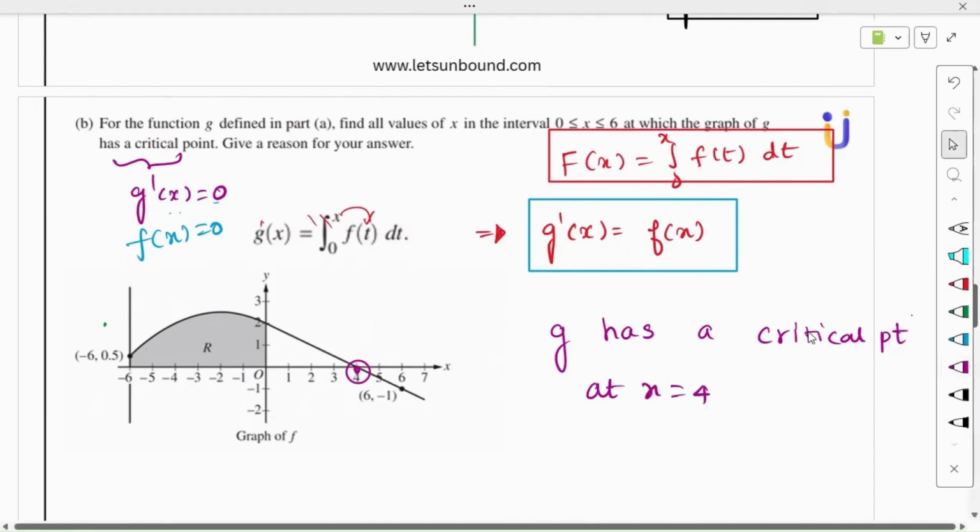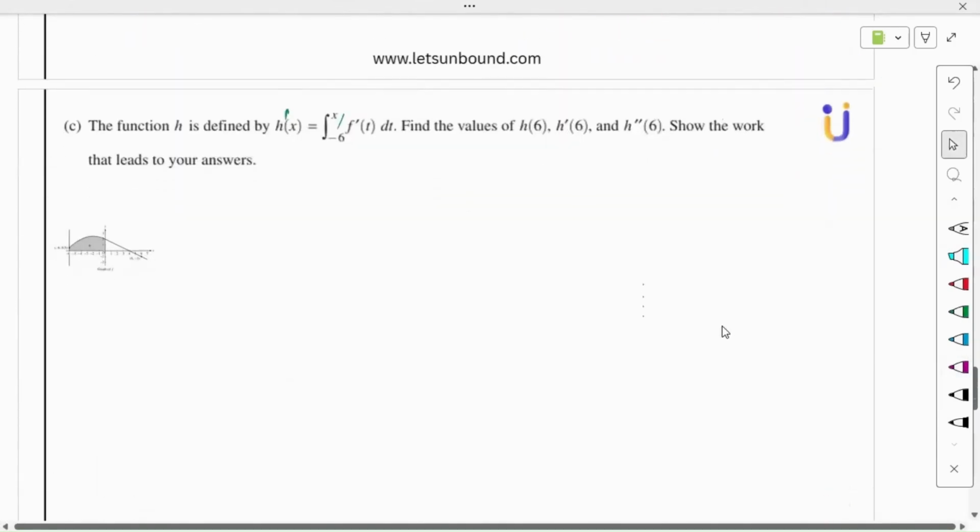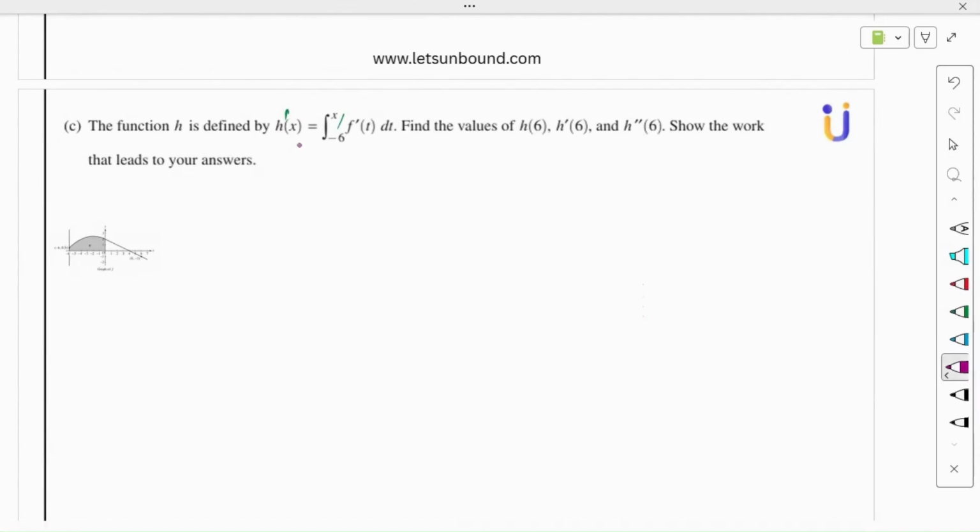That's the answer. Moving to the last and final part, C. The function h is defined by h of x equal to integral from minus 6 to x of f dash of t dt. Find the values. Same thing. So first let's go for h of 6. H of 6 is what, basically, from this definition.